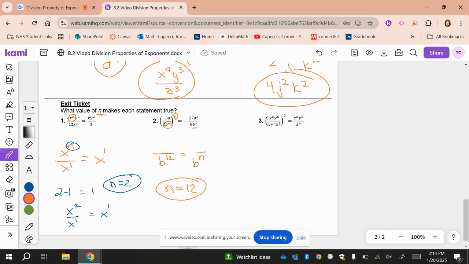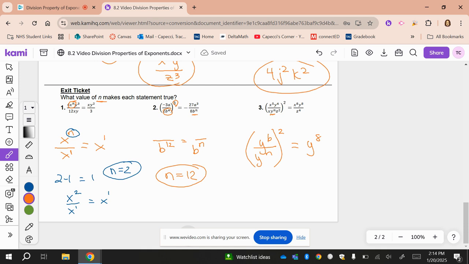Okay. And my final problem here, again, I'm just looking at my y. So this is a little tricky because it's raised to the power. So I'm going to say this is what I have. I have y to the 6 over y to the n power. I'm sorry. And then it's raised to the second power. And that's going to be y to the 8th. So that gives me y to the 12th over y to the n times 2, right?